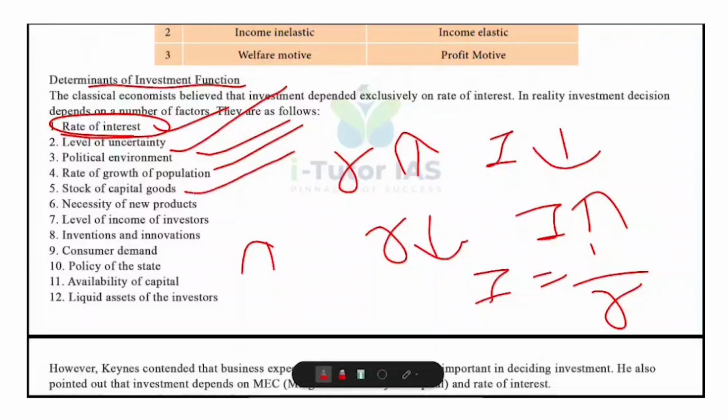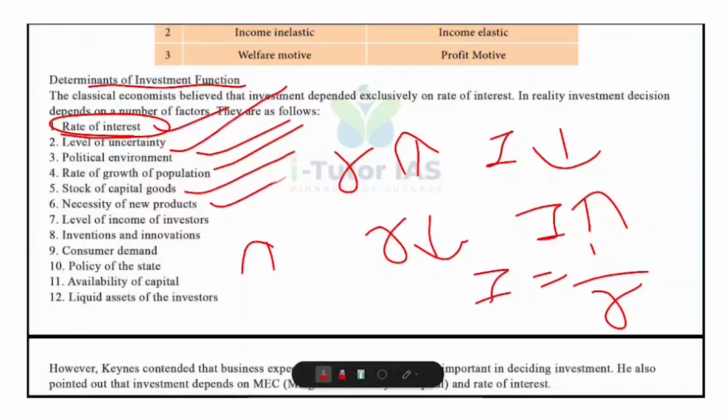Then, stock of capital goods. If a country already has adequate capital equipment like machines, tools, factories, etc., will new investment be high or low? Yes, it is low. But if the stock of capital goods is old or insufficient, what happens? Fresh investment will be necessary.